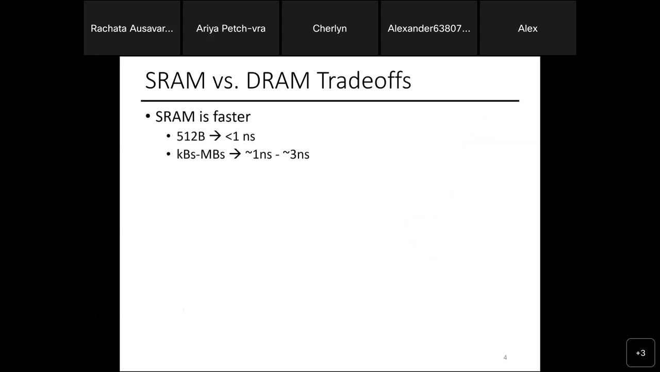So here's the trade-off. SRAM is fast. A few kilobytes or megabytes of SRAM is about 1 nanosecond, which is about 4 clock cycles. In 4 clock cycles, you can basically do one or two additions. So this is about the same speed as what the CPU would demand. The CPU would love to have memory this fast, right?